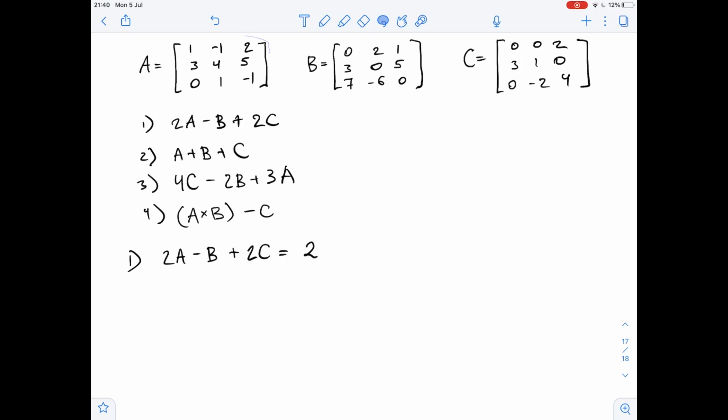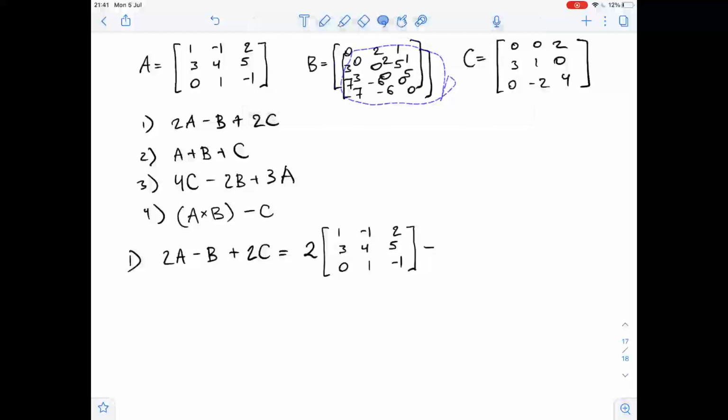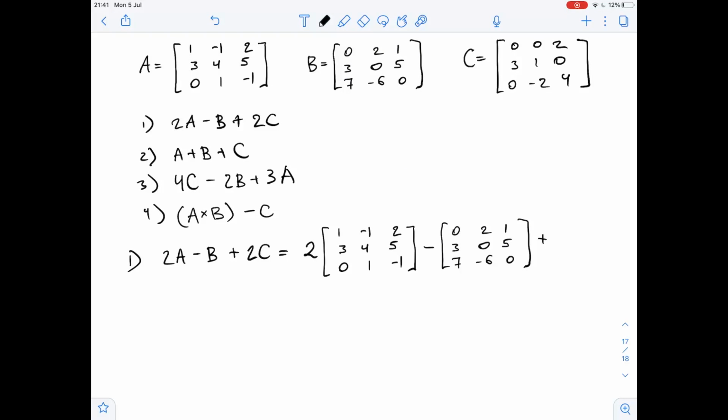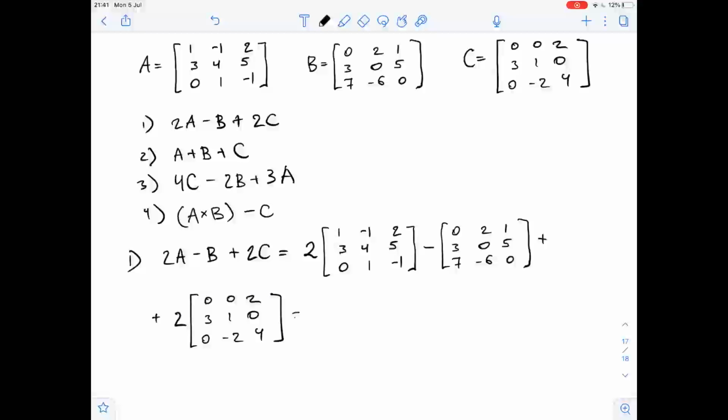So it's 2 multiplied by matrix A, minus matrix B, plus 2 times matrix C. So here we will start by performing scalar multiplication. We will multiply matrix A and matrix C by 2. When we do scalar multiplication of matrices, we just multiply each entry of the matrix by the scalar number. So we'll need to multiply each entry by 2.